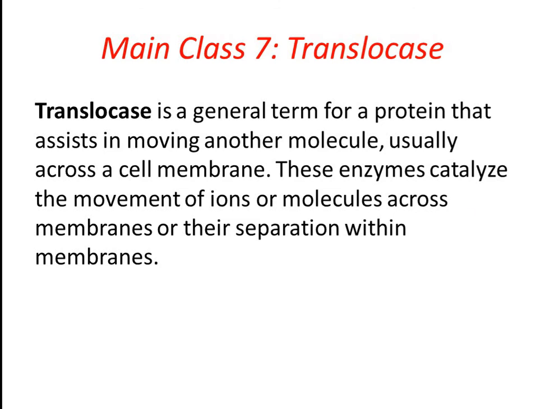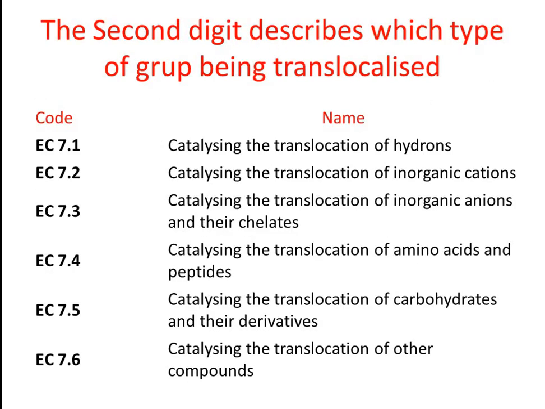Then the last main class, that is the 7th class, is translocase. Translocase is a term which is generally used for proteins that assist in moving other molecules, usually across the cell membrane. These enzymes catalyze the movement of ions or molecules across the membranes or their separation within the membranes. So the second digit describes which type of group is being translocated.